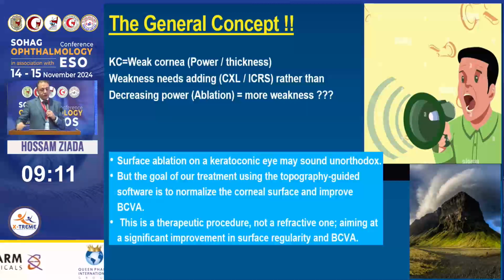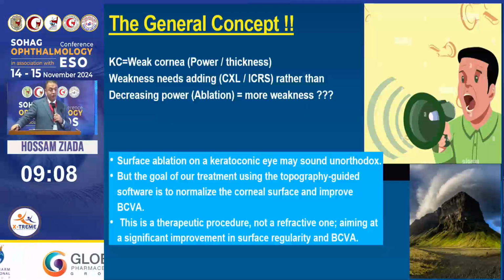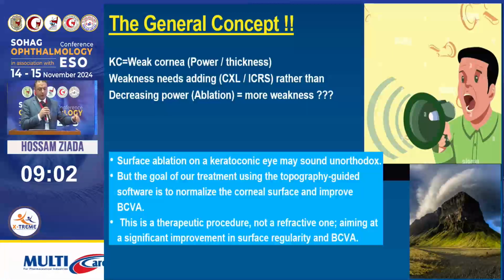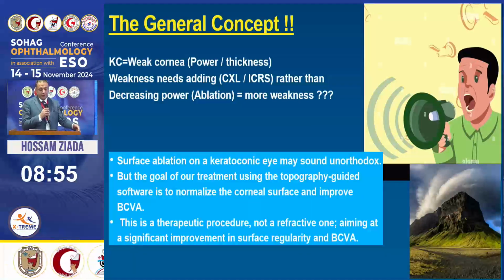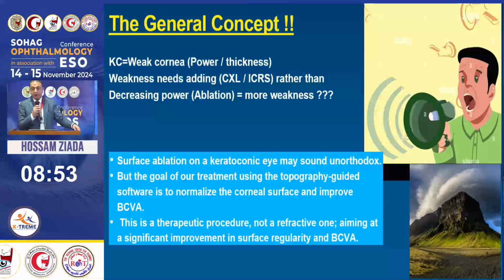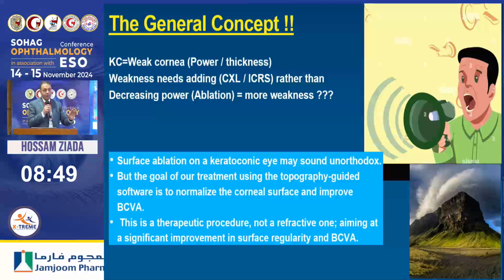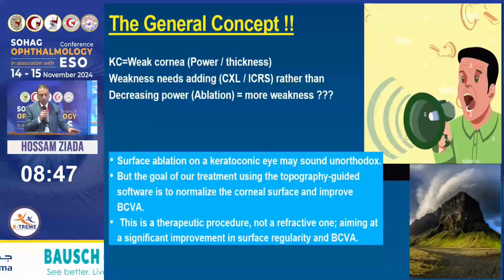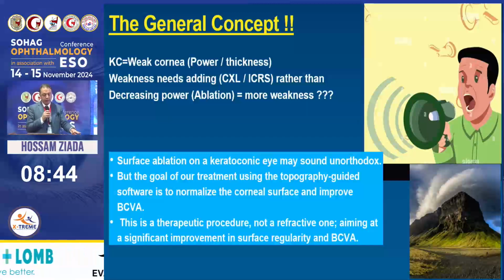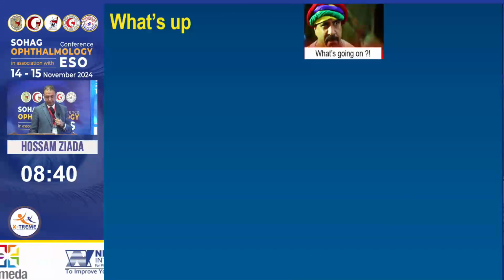So surface ablation on a keratoconic eye may sound unorthodox. But the actual goal of our treatment using the topography-guided software is to normalize the corneal surface and to improve the best corrected visual acuity. This is a therapeutic procedure. It's not a refractive one, aiming at a significant improvement in surface regularity and the best corrected visual acuity.